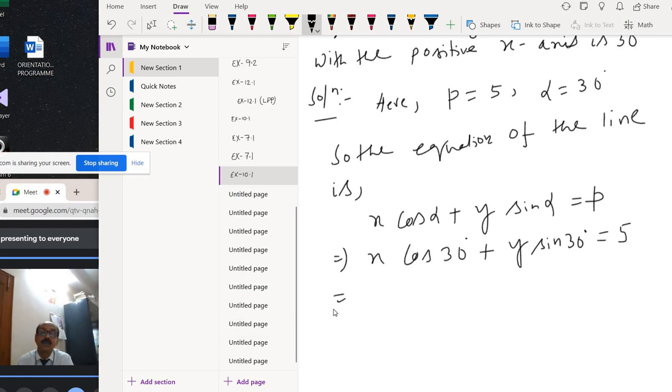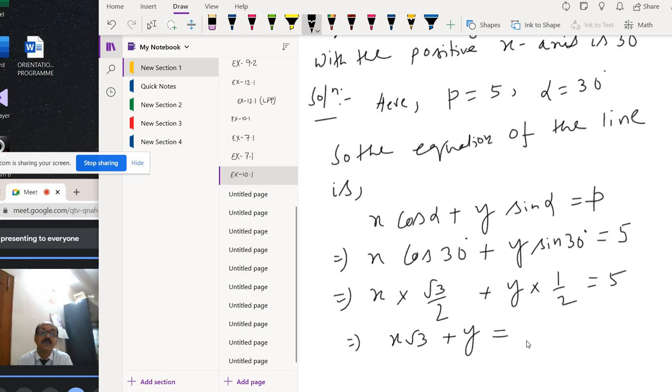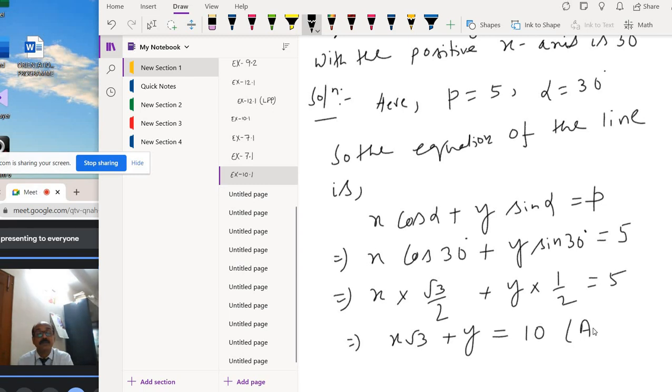Cos 30 is root 3 by 2, plus sin 30 is half, equal to 5. Okay, 2 is the LCM, cross multiply: x root 3 plus y equals 10, since 5 into 2 is 10. Okay, this is the answer, the required equation of the line.